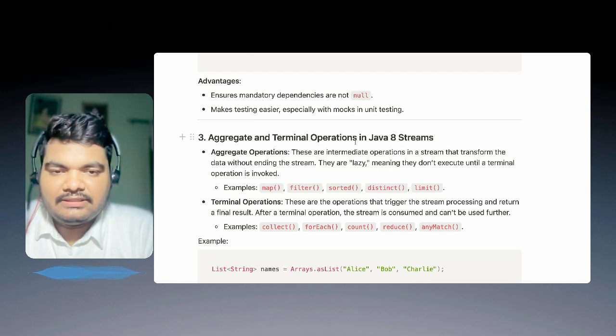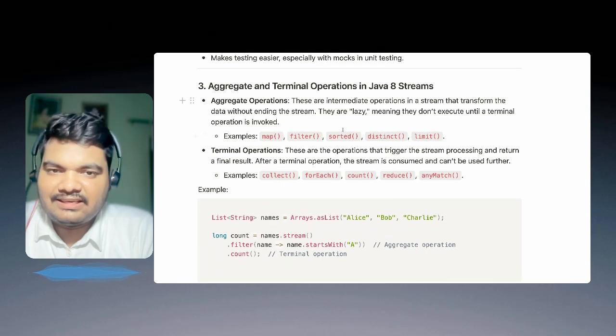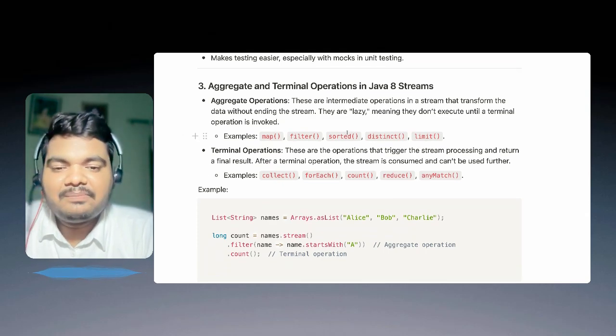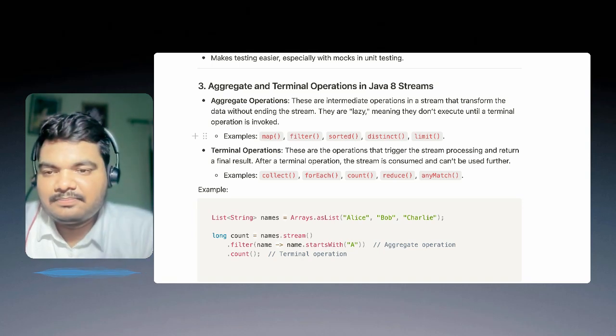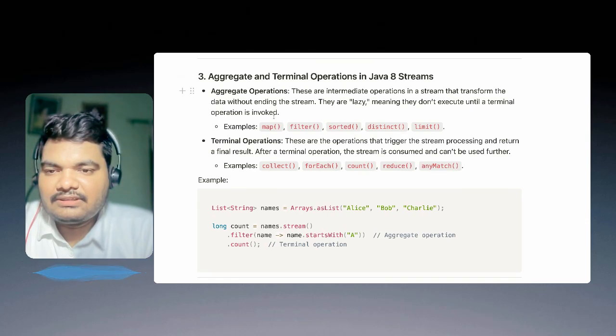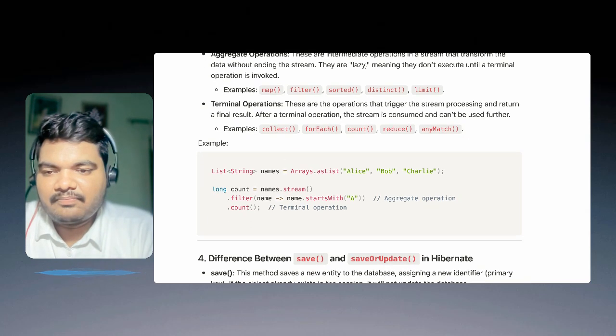Aggregate and terminal operations in the Java 8 Stream API, right? These are such important questions that many questions come from the Stream API. So, intermediate operations and then terminal operations. Basically after a terminal operation, nothing is left to process, so you cannot process the data. This is the final step in the Stream API, right?